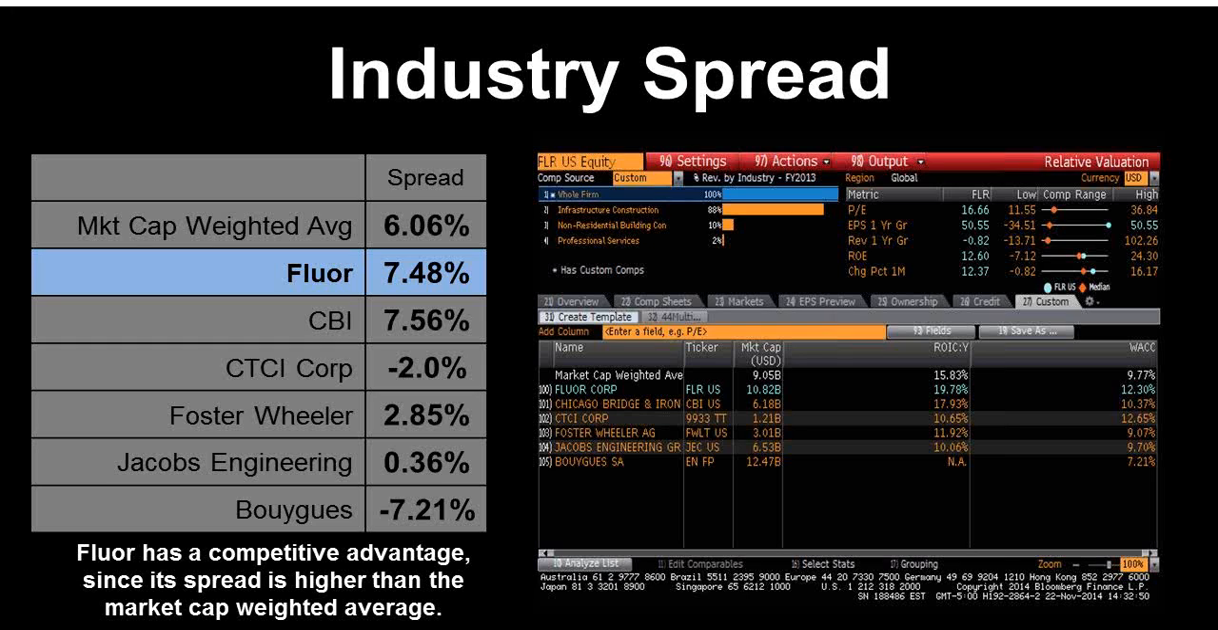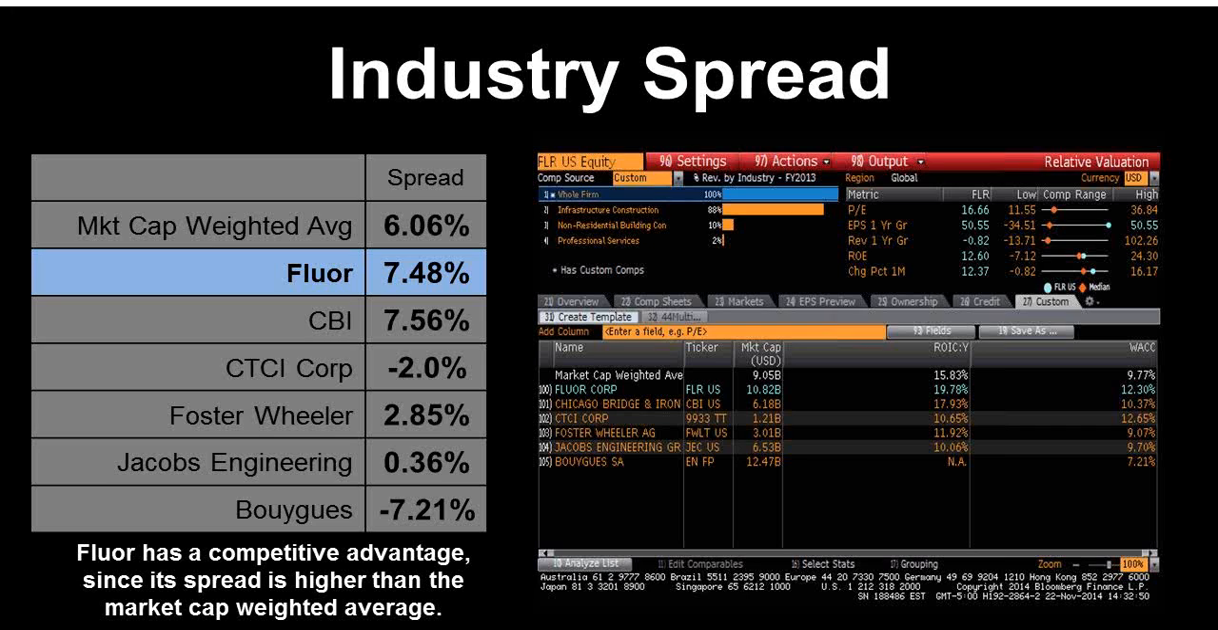Here are the spreads for this industry. Fluor's spread is one of the highest at a value of 7.48%. CBI has a higher spread of 7.58%, but that's because their capital structure contains a lot more debt than Fluor and the peers, and they're protected by the tax shield created by debt. So that's a bit convoluted. Regardless, Fluor has a competitive advantage since their spread is greater than the industry average of 6.06%.